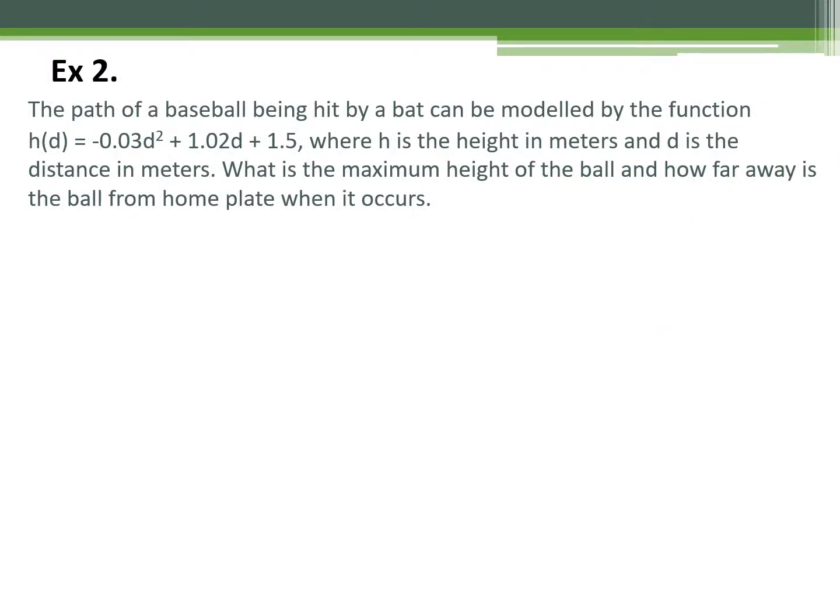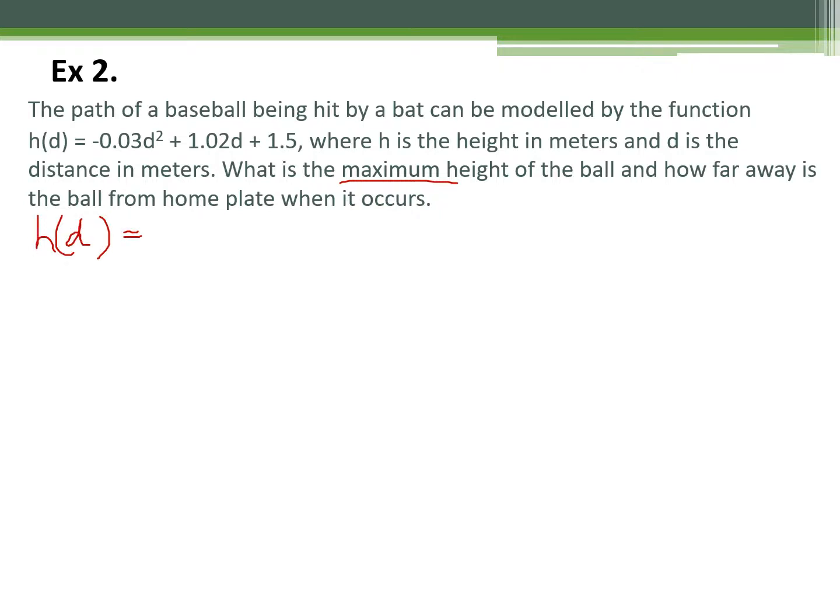So that's it for kind of basic skills, completing the square. We're going to move into some word problems for our last three examples. Our first word problem, the path of a baseball being hit by a bat, is modeled by this function. h is the height in meters, d is the distance in meters. What is the maximum height of the ball, and how far away is the ball from home plate when it occurs? You're looking for keywords, maximum or minimum. I see maximum, think vertex. Am I in vertex form? No, I'm in standard form. How do I get to vertex form? Complete the square.